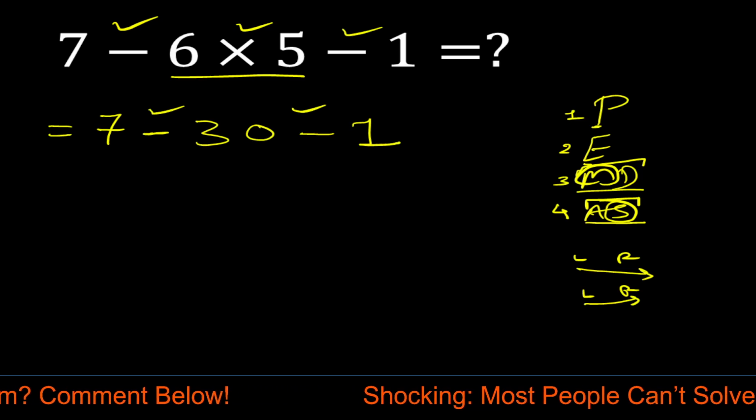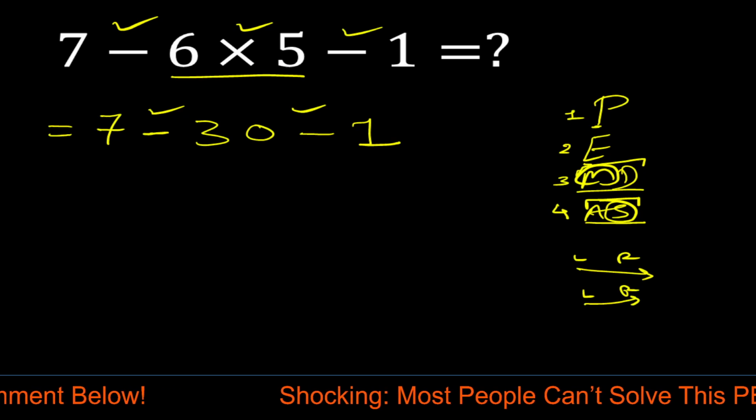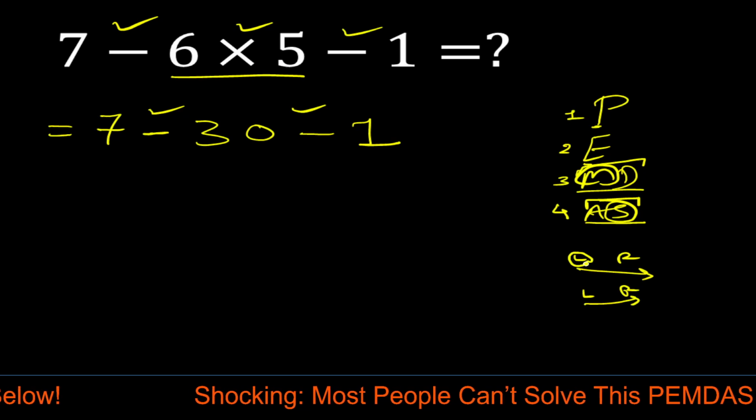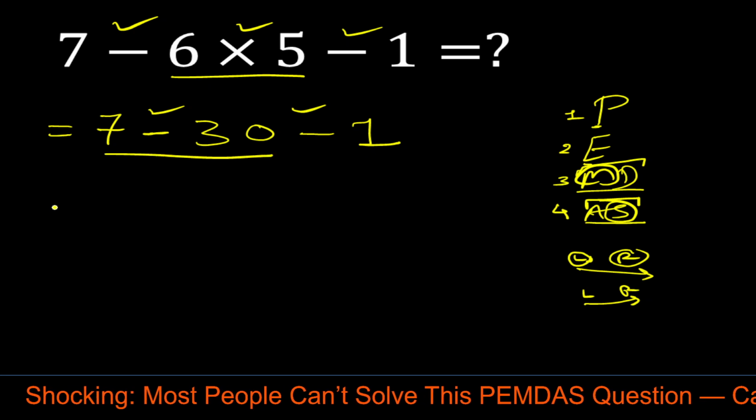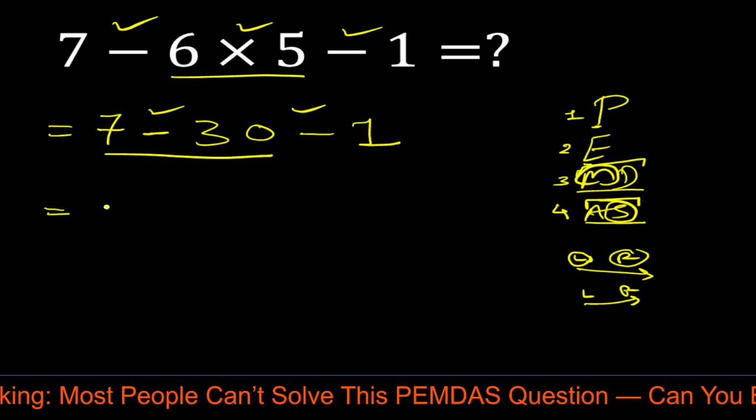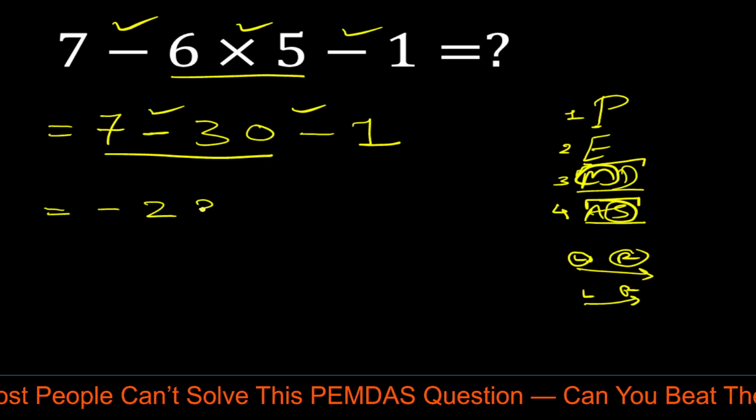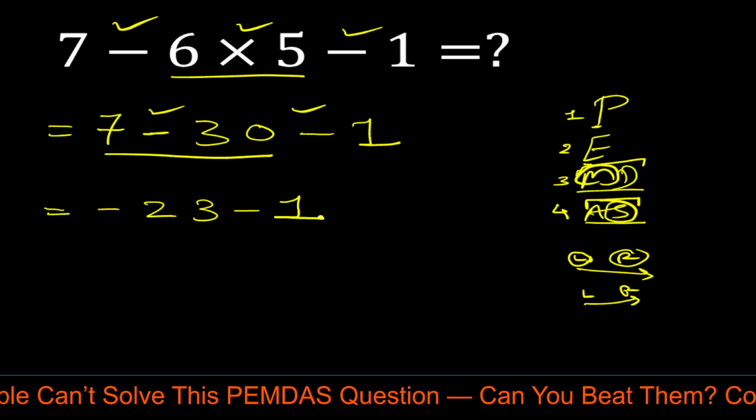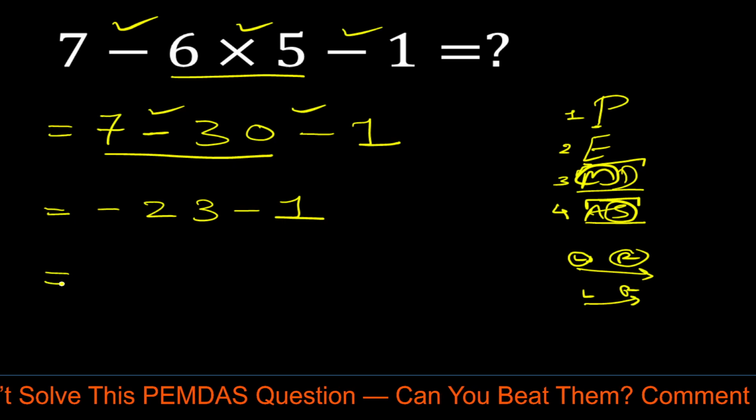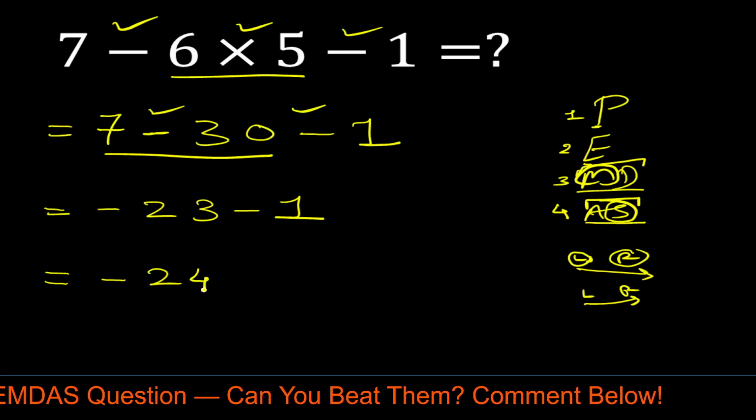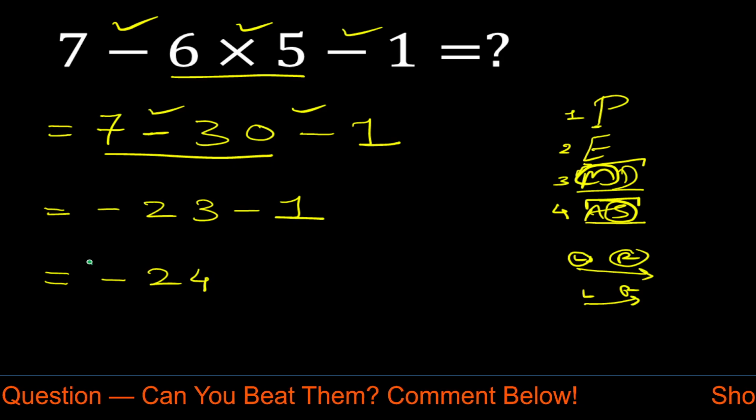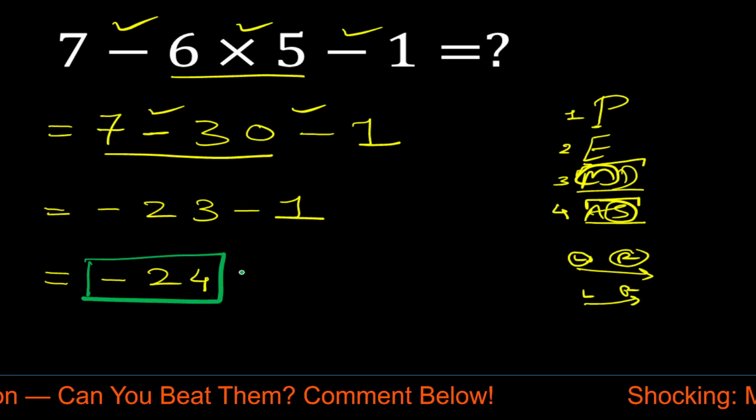Now here we have subtraction and here subtraction. And both have equal priority, so we have to solve it from left to right. So first we have to solve this subtraction. So 7 minus 30 is equal to minus 23 minus 1. So minus 23 minus 1 is equal to minus 24, right? So the correct answer is minus 24.